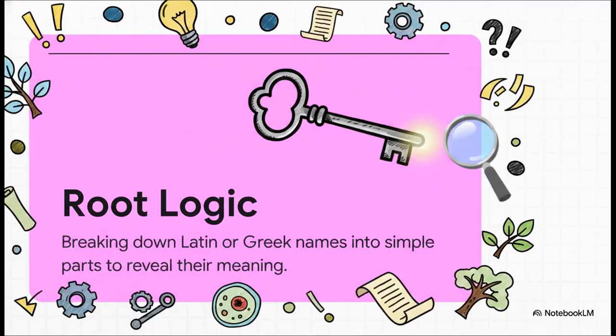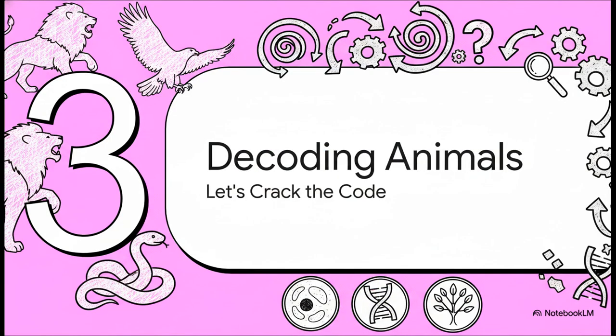And this is the real magic. Root logic is where we basically become word detectives. We take these big, intimidating Latin and Greek names, we crack them open, and we find out they're just describing the creature. Once you know what the words mean, they're not random anymore. They're clues.